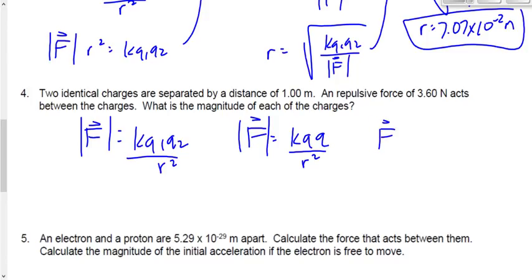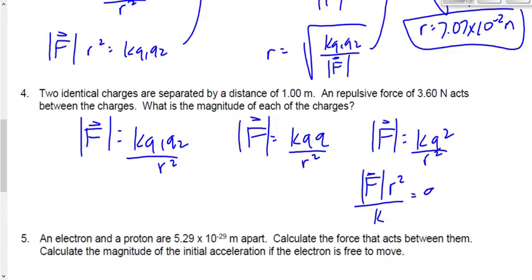Well, let's simplify this a little bit. Let's call it KQ squared over R squared, because as long as Q is the same as Q, then we can multiply them together and get Q squared. Now I'm going to rearrange this to solve for Q. The R squared goes up by multiplying. The K goes down by dividing. And now I'm going to square root both sides. And I end up getting the square root of F R squared over K.